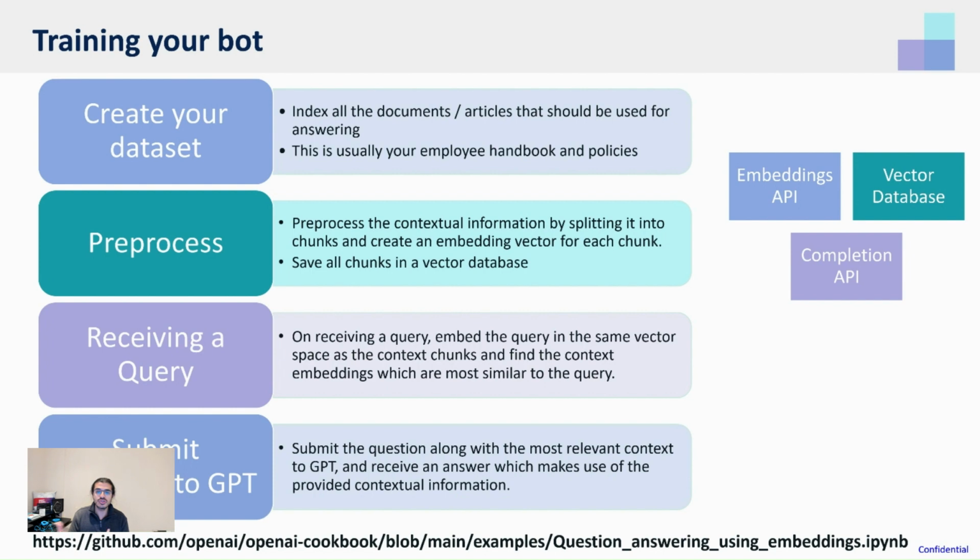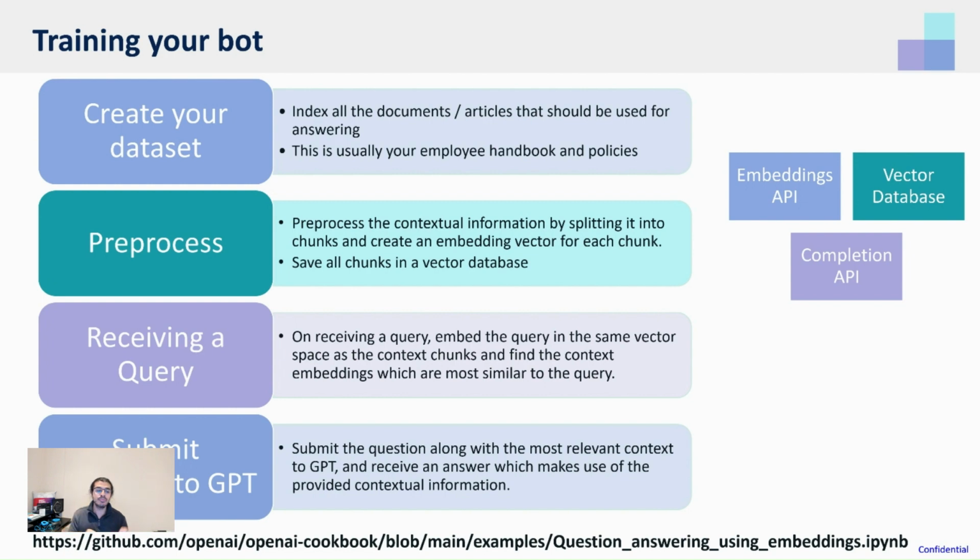And the way we do embedding is we'd use the embedding API from OpenAI to create a vector for each one. And then we'd save each chunk with its vector in a vector database. And this will be easier to search through when the bot is trying to respond. Now, once someone asks a question to the bot, on receiving a query, we embed the query in the same vector space. So we would use the same embeddings API to get a vector for the query that we just received. And then through the vector database, search for the most similar chunks to this query.